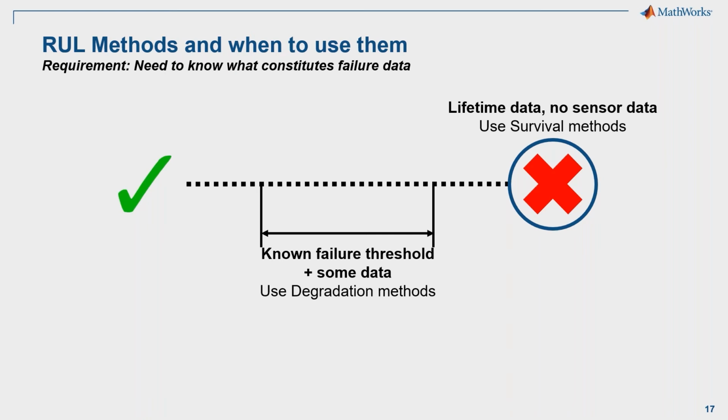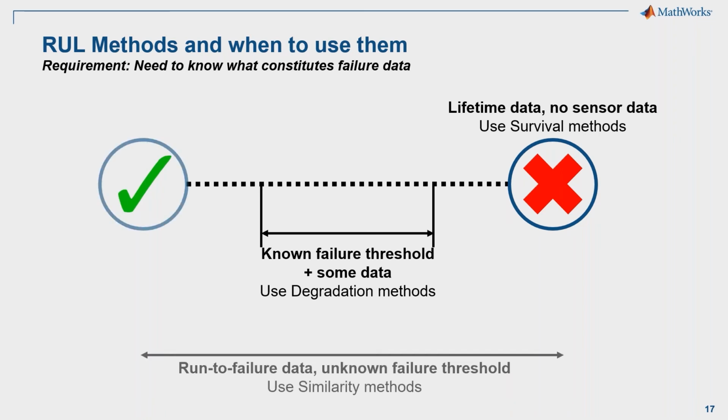We could use that in combination with some known failure thresholds that we might get from experience or simulation or modeling, and use something called degradation methods. And then the last one, and the one that we'll be using today, is for a system where we had sensors on it the entire time. So we're able to capture data all the way from start to failure, and we don't really have a good sense of what failure looks like or a specific threshold that we can say, yes, when it passes this, that's what failure is. And so in that case, we're going to use something called similarity methods. And like I said, this is what we're going to be using in our example today.